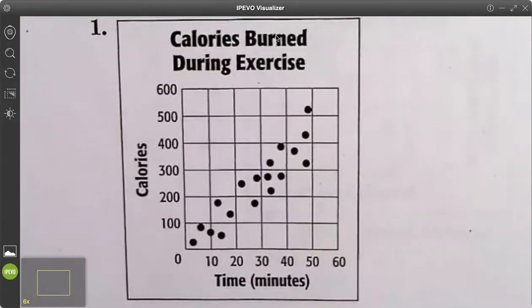And your formal answer could be something like, as time exercised increases, then calories burned increases, which makes sense. And you could shorten it even more and say something like, the more you work out, the more calories you burn. The more you exercise, the more calories you burn.